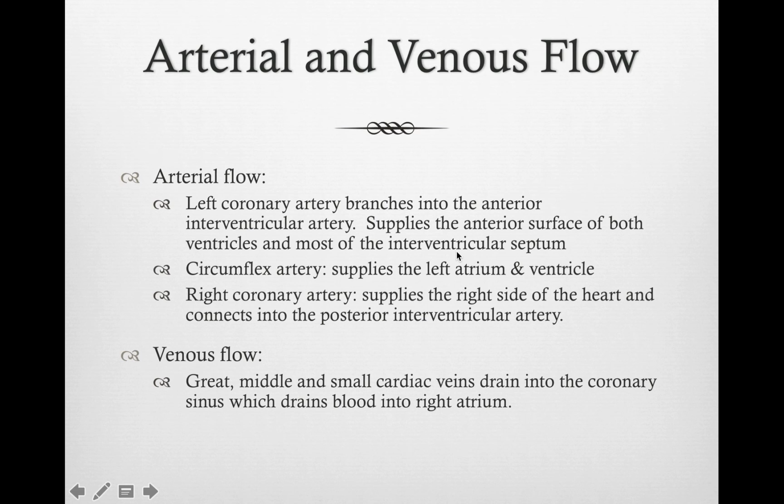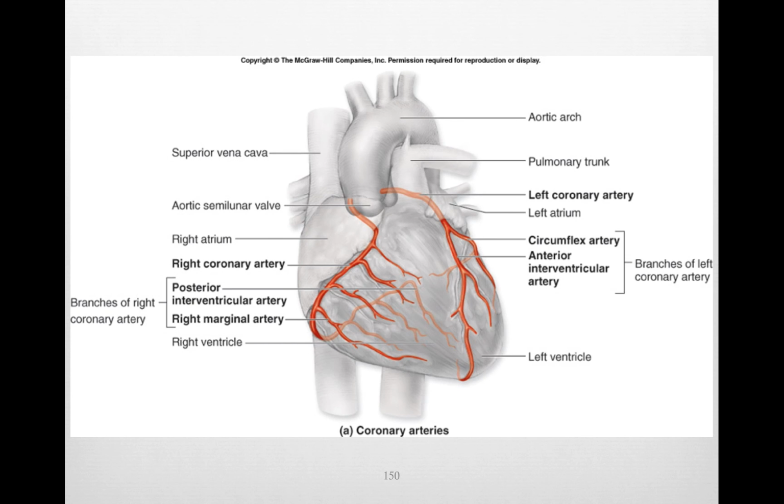I'll point these out here in a second. And then finally, the right coronary artery is going to supply the right side of the heart, and it's going to connect into the posterior interventricular artery. And so let's point these out real quick.